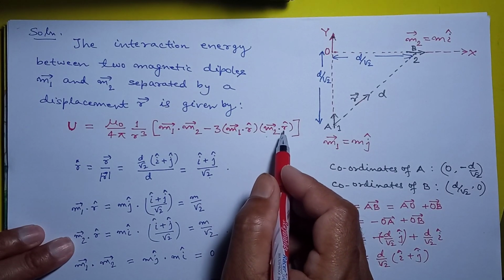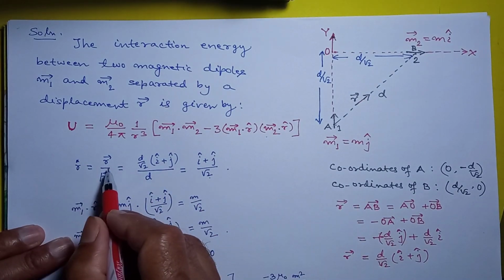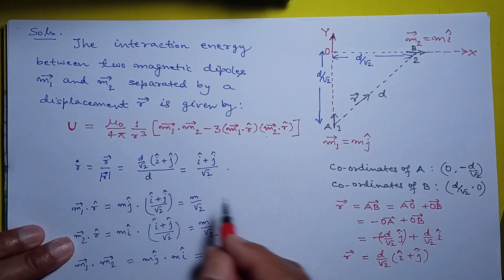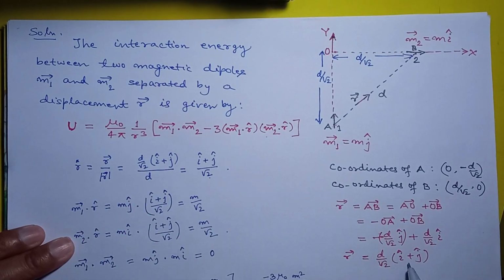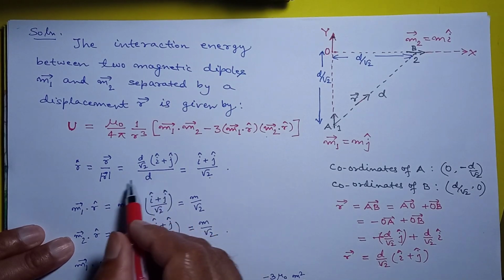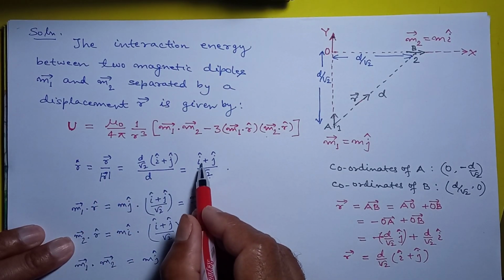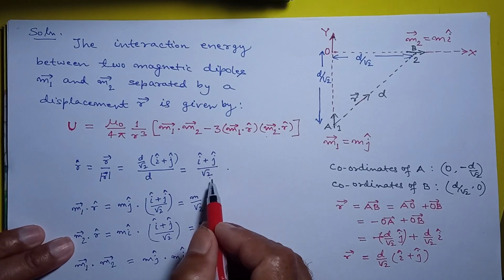Here we need r hat, so let us find r hat. It is vector r upon mod of vector r. So this is d upon root 2 i hat plus j hat divided by mod of vector r. This is d, so it is i hat plus j hat upon root 2.